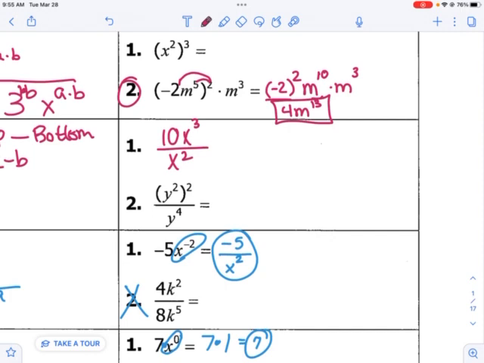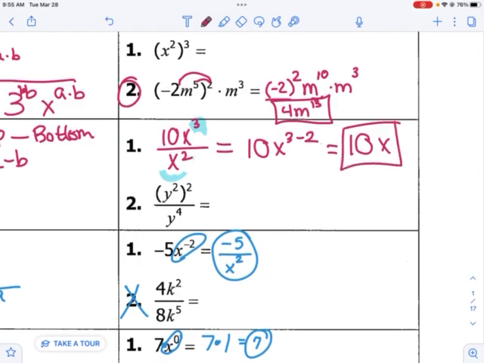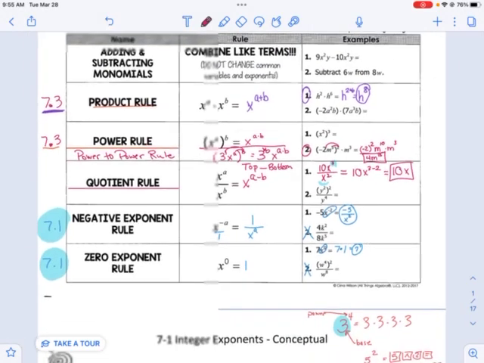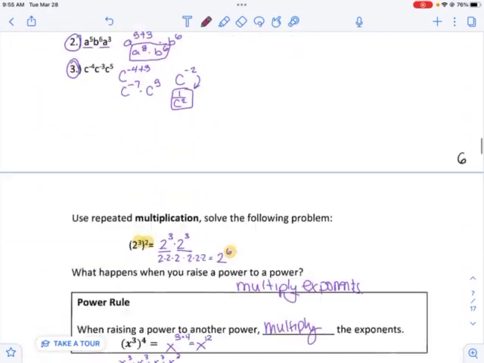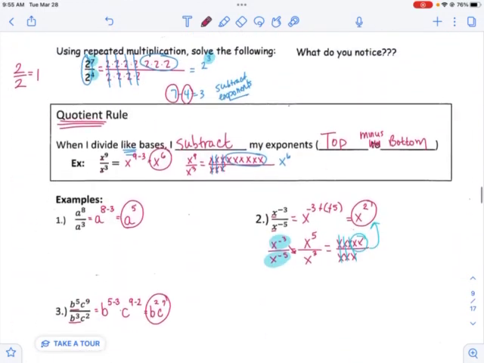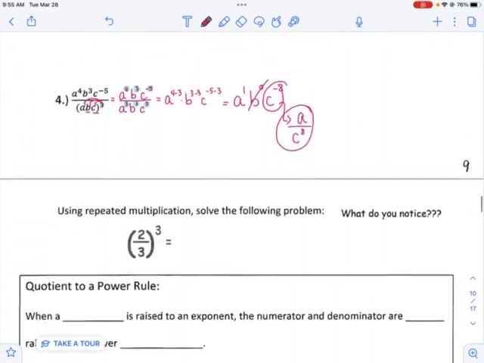All right, and so let's talk about this. Like bases, well, I have x to the 3rd and x squared. So I should have 10 times x to the third minus second, which really is just 10x. Okay? All right, so now let's go back to page 9, I think. 10, top of page 10.